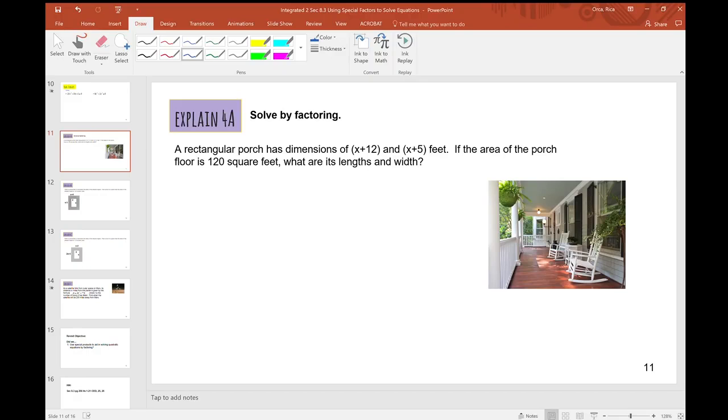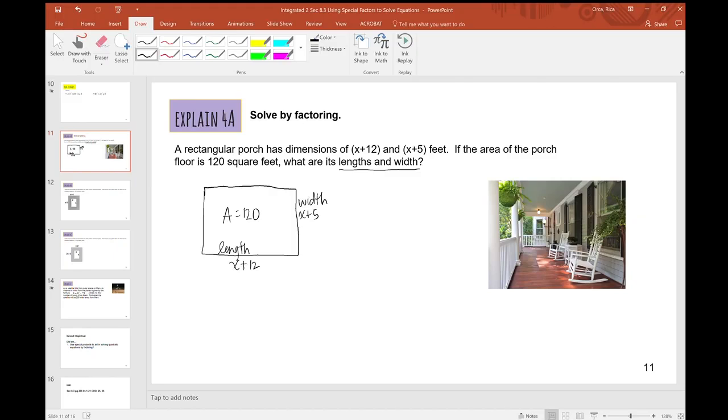Let's start off by drawing a rectangle. The rectangle is going to represent our porch. It mentions that the dimensions are x plus 12, which will be the length, and the width is x plus 5. In the problem, it wants us to find our length and width. In order to find our length and width, we need to figure out what x is. So let's keep going. We also know that the area of the porch is 120 square feet.